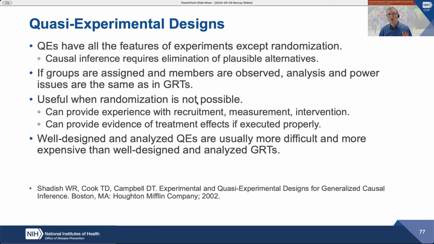Certainly, I would encourage the use of a quasi-experiment if randomization is just not possible. It can give you experience with things. It can provide evidence of treatment effects if the study is done well. But I would argue that a well-designed, well-analyzed quasi-experiment is usually harder to do, more expensive than a well-designed and well-analyzed parallel group randomized trial.